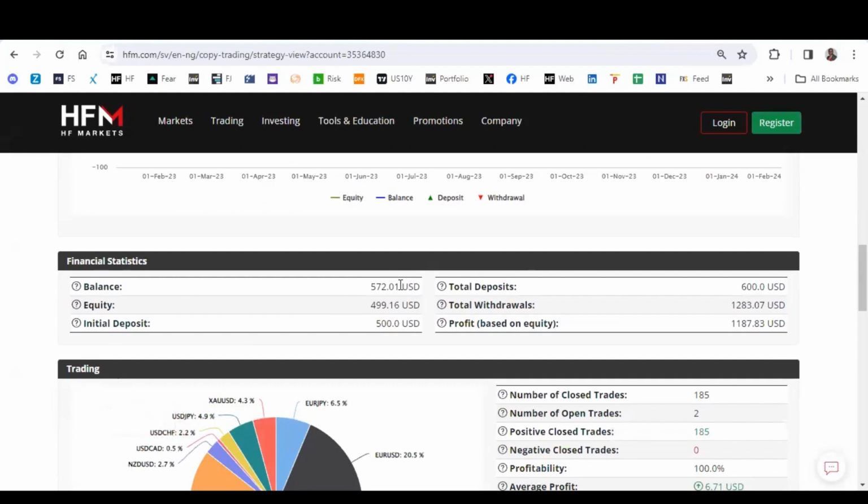You can see their balance currently has about $500 in the account. Equity is about $499. So that means that person is currently in losing trades of about, say, $73 thereabout, but he hasn't closed the trade in negative. He started this account with about $500, and all the deposits he has made on this account is about $600. But the person has withdrawn about $1,283 on the account. So obviously that's a good number.